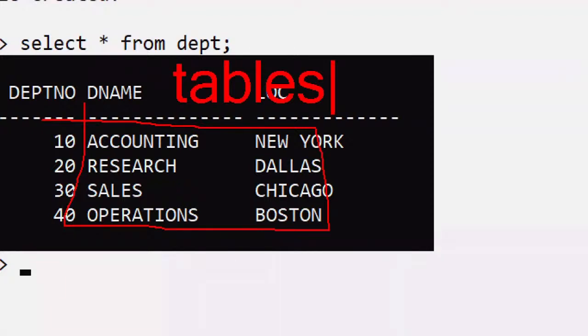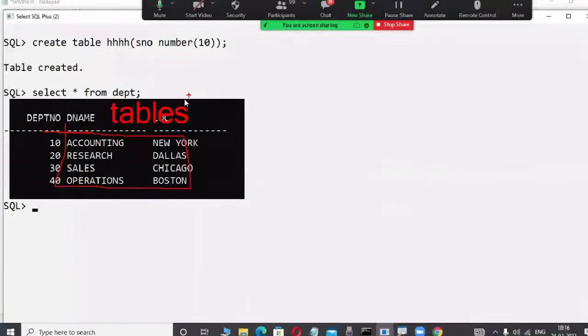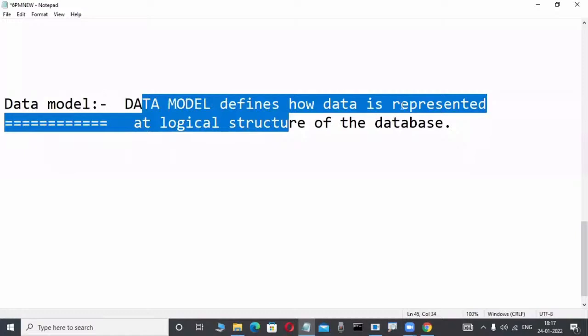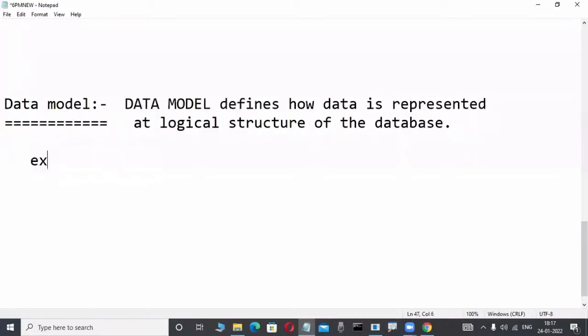Hierarchical data model, network data model, and some other data models were there. IMS software, IDMS software were there. In those days, there were different software like IDMS, IMS. But nowadays, observe here, a data model is nothing but defining how data is represented at a logical structure of the database. And now check it out, concentrate here.